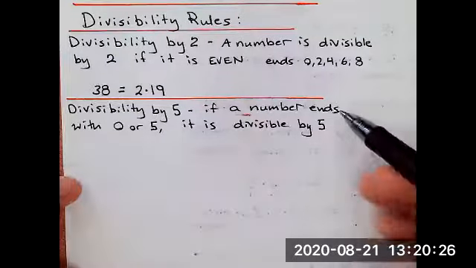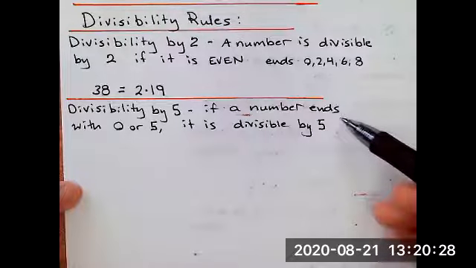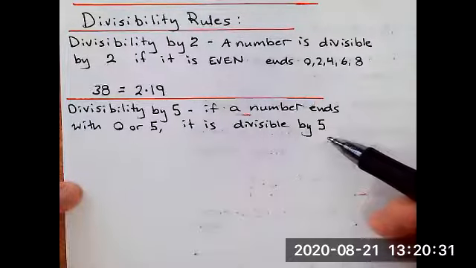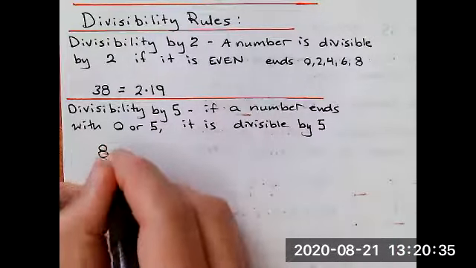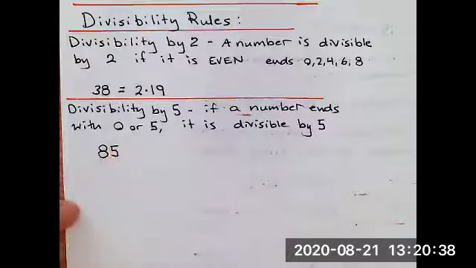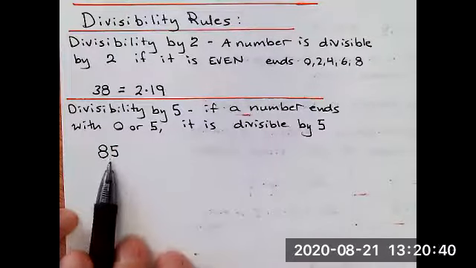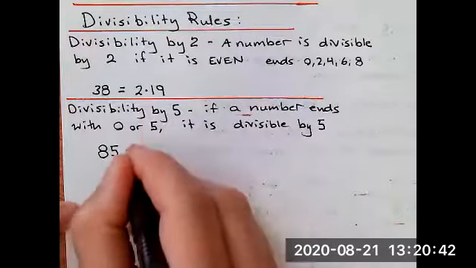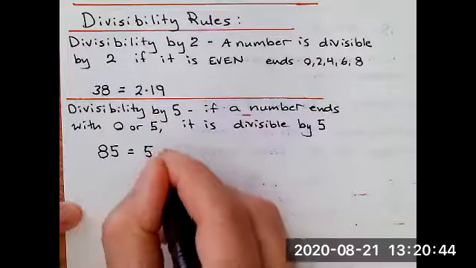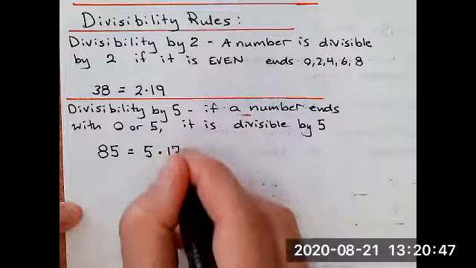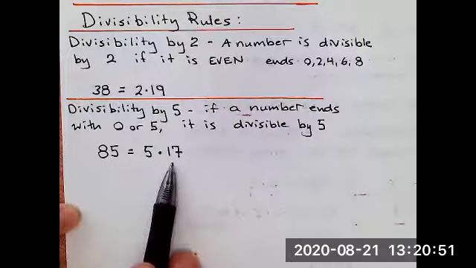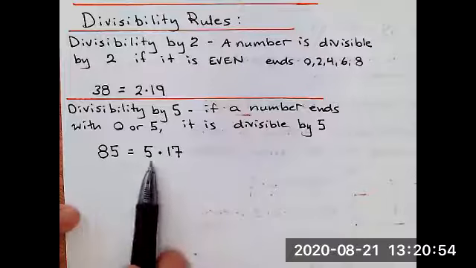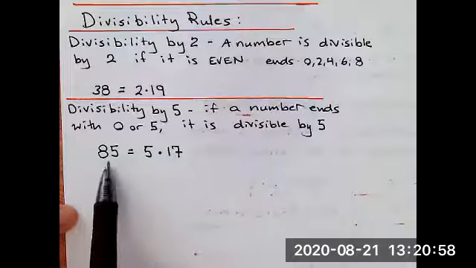The rule for 5: if a number ends with 0 or 5, it is divisible by 5. So if you're trying to write the prime factorization of 85, you'd say, oh, it ends with a 5. You divide it by 5. And then you check. 5 is a prime, and 17 is a prime. So 5 times 17 is the prime factorization of 85.